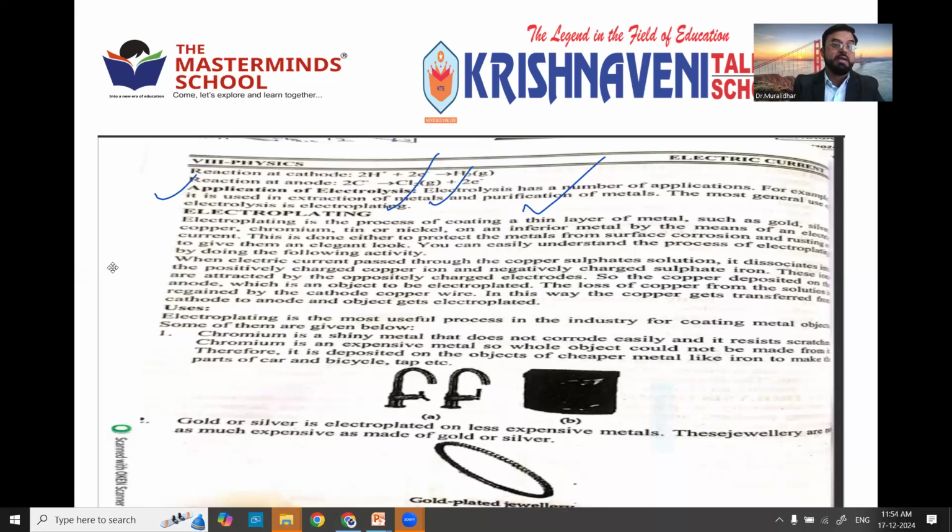Okay, then electroplating. This is also one of the important chemical effects. I told you, when you want to coat one metal over the other, for example a tap is coated with chromium, or gold, silver over iron. Right. So electroplating is a process of coating a thin layer of metal such as gold, silver, copper, chromium, tin or nickel on an inferior metal by means of an electric current.